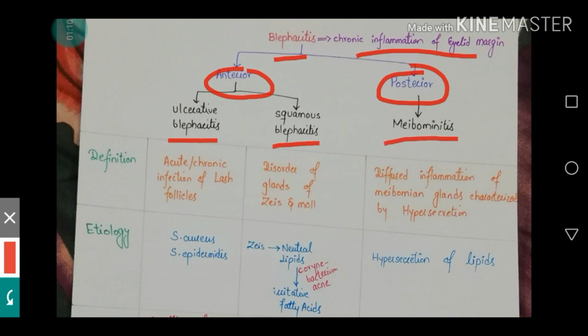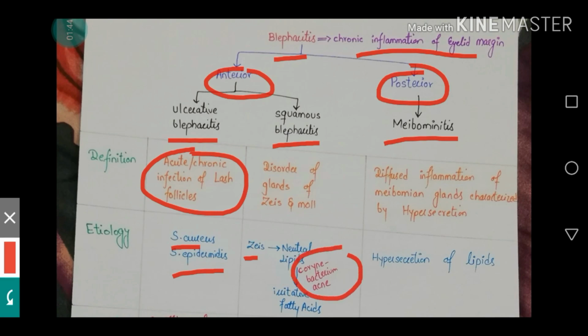Talking about their definitions, ulcerative blepharitis is a chronic or acute infection of the lash follicles, which is caused by Staph aureus or Staph epidermidis. Talking about squamous blepharitis, it is defined as a disorder of the glands of Zeiss and Moll. Now, what happens in squamous blepharitis is that these glands of Zeiss and Moll produce neutral lipids in their regular production. But if this is affected by Corynebacterium acnes, it will convert these neutral lipids into irritative fatty acids that will cause inflammation and eventually squamous blepharitis.